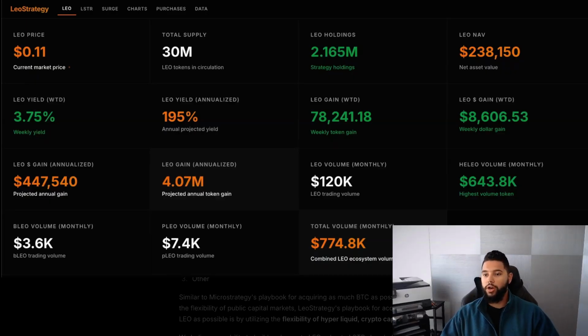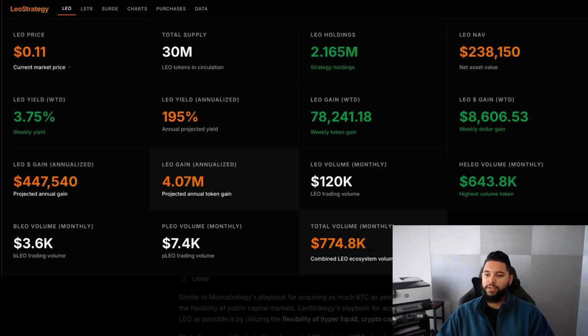And whether it generates $100 a month or $1 million a month, any dollar that is generated is infinitely accretive to LSTR holders, because whatever dollars are generated, they use to buy more Leo and add it to the balance sheet permanently. So things get really interesting as LeoStrategy just essentially continues to build out applications and revenue generating products. I think the market maker is going to be the biggest one.